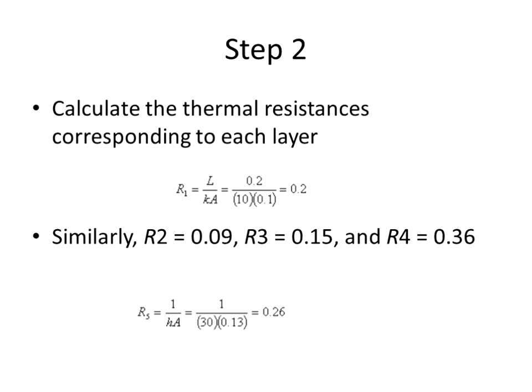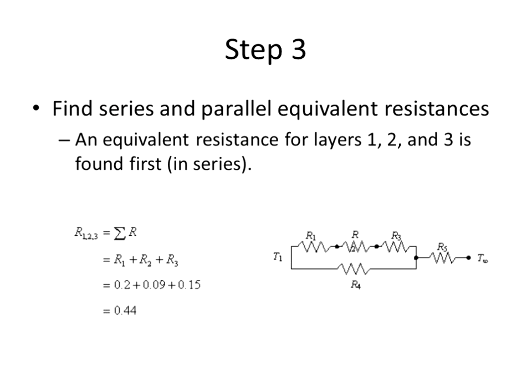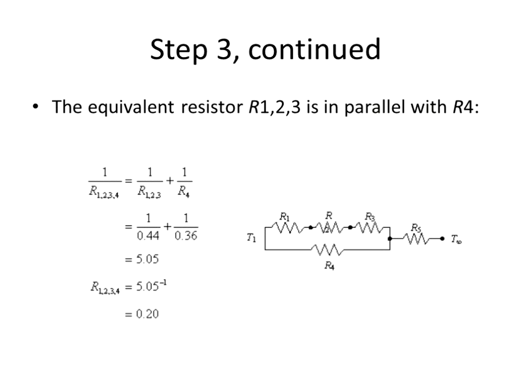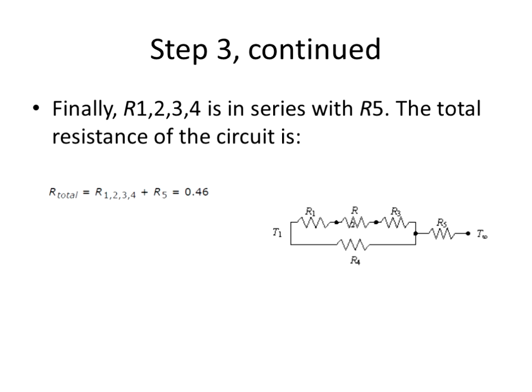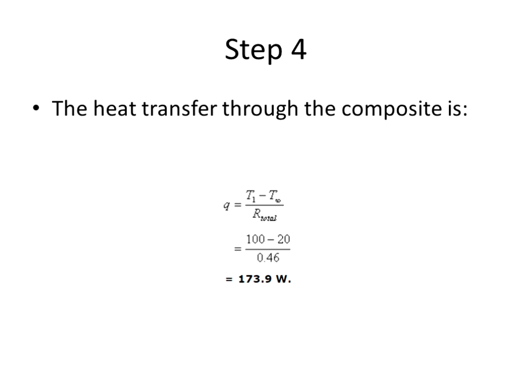So here are the calculations for each one of those. And so the step 3, you find the series and parallel resistances, and you have to simplify all of them, and you will find the total resistance. And so the heat transfer through the composite would be Q, and then you have T1 minus T infinite over R total, so you have 173.9 watts.